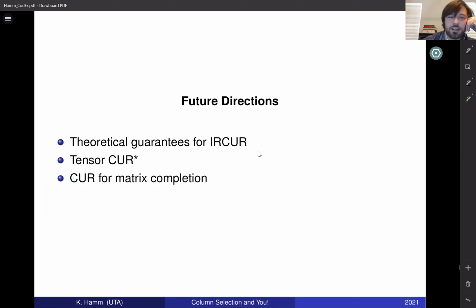And we're looking at tensor CUR decompositions, and we'd love to see if we can use this for matrix completion. So that's it. Thank you.